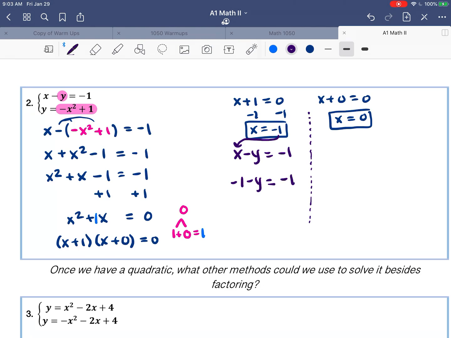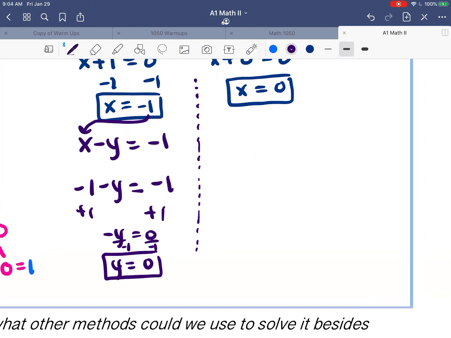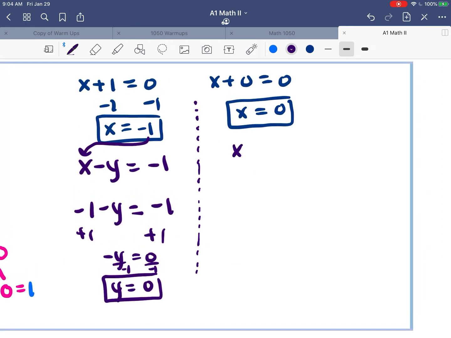Negative 1 minus y equals negative 1. I'm going to add 1 to both sides, and negative y equals 0, which means y also equals 0. The step in between that, if you're curious, is dividing by negative 1 in order to get the negative over. Do the same thing over here.